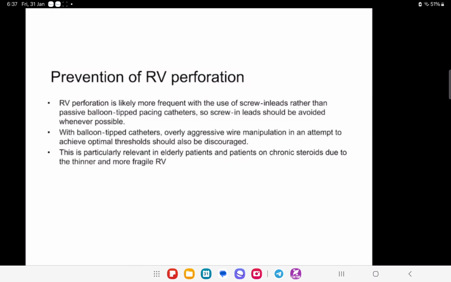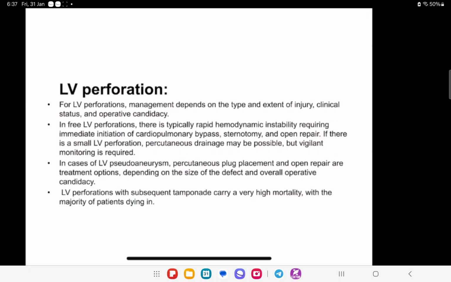Prevention of RV perforation: it is likely more frequent with the use of screw-in leads rather than passive balloon-tipped pacing catheters, so screw-in leads should be avoided whenever possible. With balloon-tipped catheters, overly aggressive wire manipulation in an attempt to achieve optimal threshold should be discouraged. This is particularly relevant in elderly patients and patients on chronic steroids due to the thinner and more fragile right ventricle.